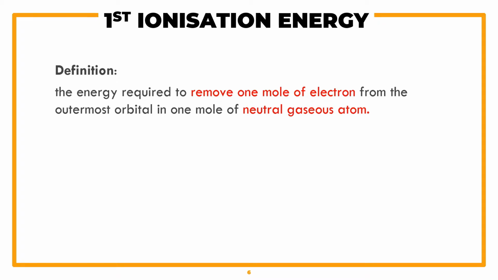First ionization energy refers to the energy required to remove 1 mole of electron from the outermost orbital or valence orbital in 1 mole of neutral gaseous atom. So, ionization energy yang pertama ini merujuk kepada proses yang memerlukan energi untuk remove, untuk kita buang sebanyak 1 mole of electron from the outermost shell or from the valence shell of 1 mole neutral gaseous atom.